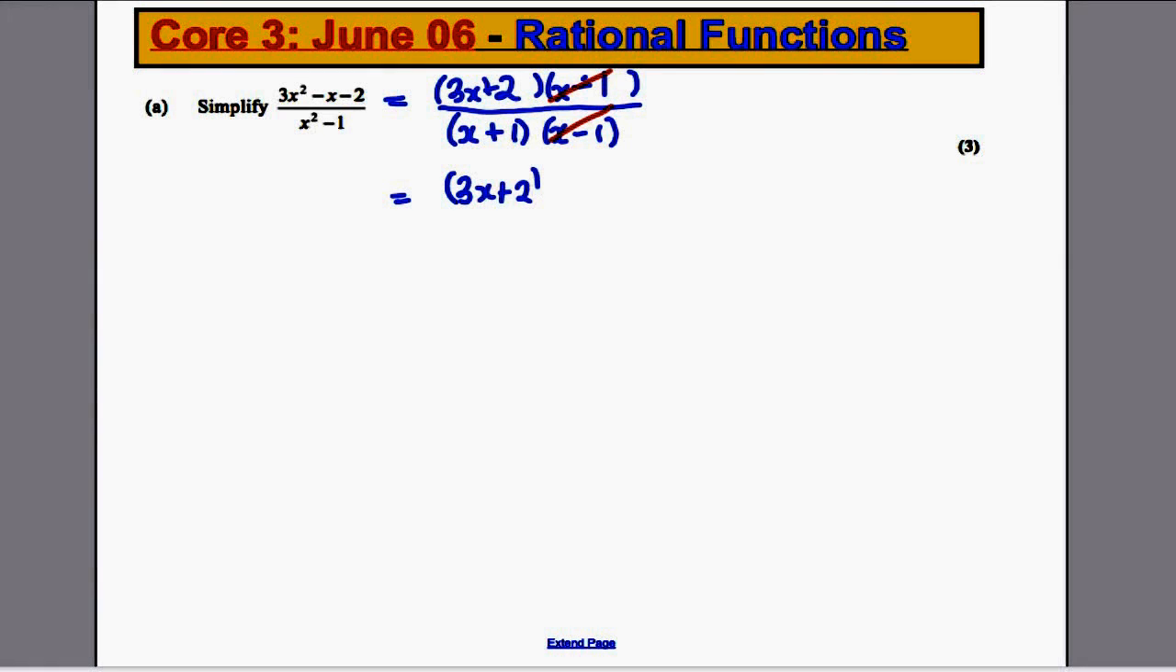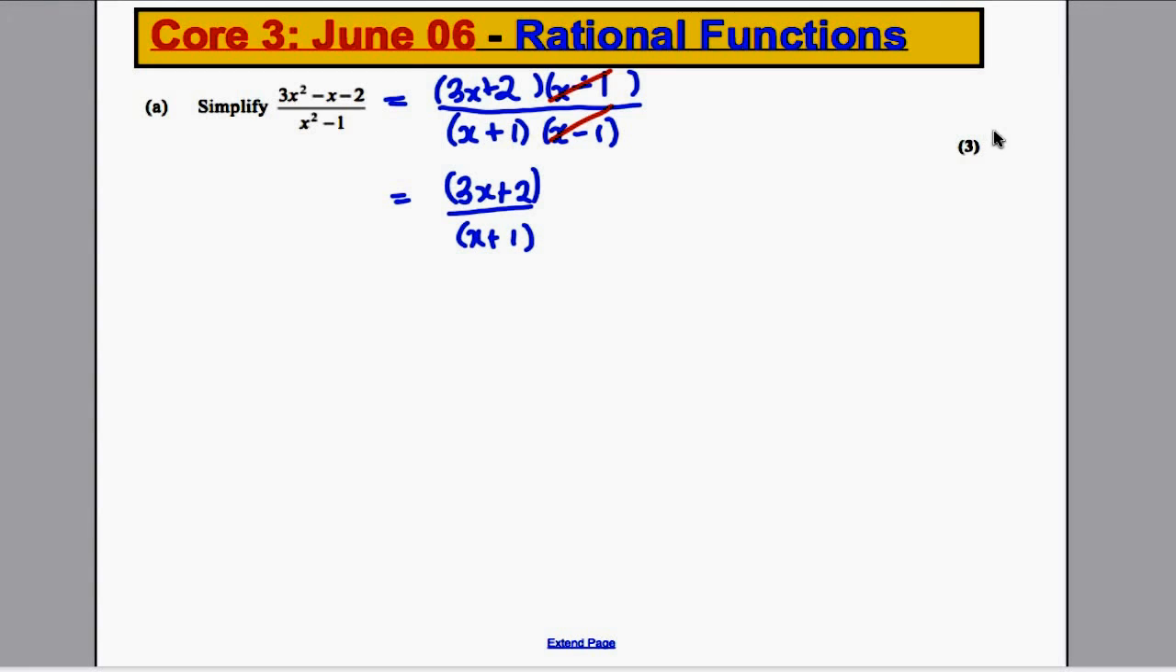3x, and you've got an x. We need to multiply to negative 2 and end up adding to negative 1. We're going to have here a positive 2 there and a negative 1. All of that over x plus 1, x subtract 1. Oh look, the x subtract 1s cancel. And you're left with the answer 3x plus 2 divided by x plus 1.